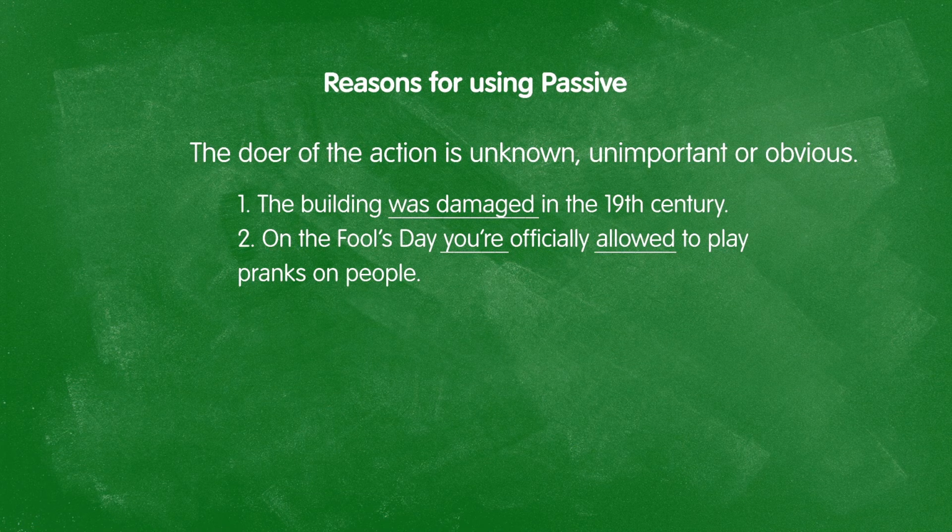So, why do we use the passive construction instead of the active construction? Well, first, we can use the passive construction when it is either obvious or not important who or what the doer of the action is. For example, the building was damaged in the 19th century. Or, on April Fool's Day, you're officially allowed to pull pranks on people. Here, who is allowing you or who damaged the buildings is irrelevant. It's not important. We don't need to know it, so we use passive.